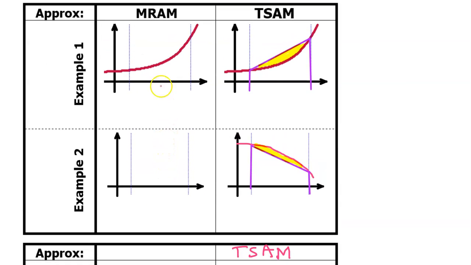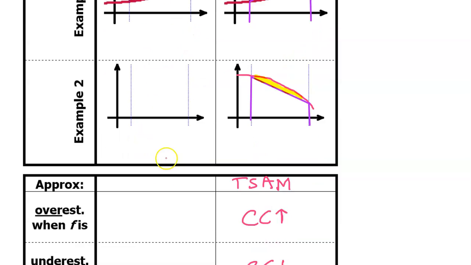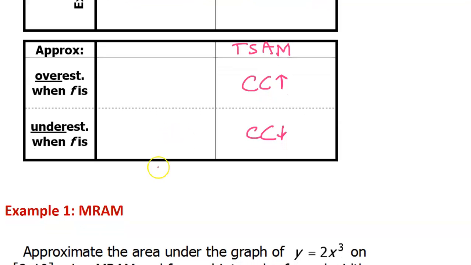Now, I'm not going to bother drawing the picture for MRAM because it doesn't really help you. Instead, I want to tell you that TSAM and MRAM are opposites. So just write this down. They are opposites.